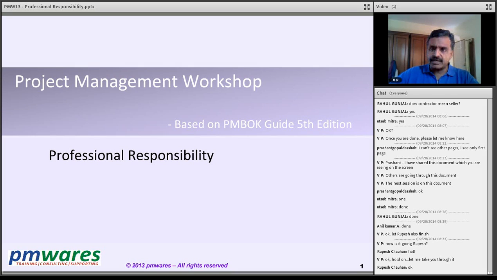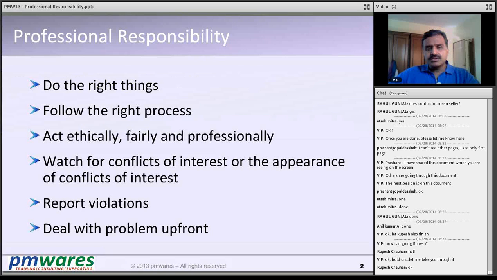And this PPT actually summarizes that code of ethics and professional conduct. It talks about how we can concentrate on doing things right, follow the right processes, act ethically, fairly and professionally, and stay away from conflict of interest, or even where there is a potential of conflict of interest.